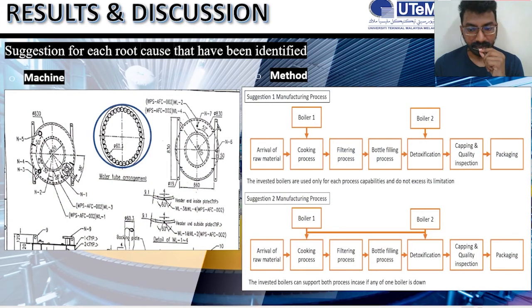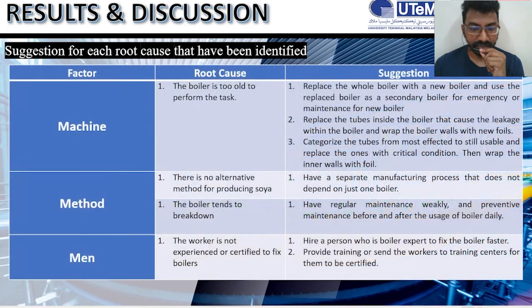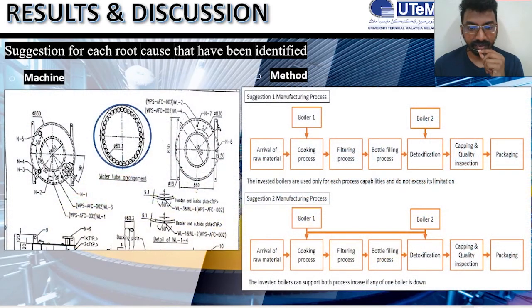Next, for the method, there are no other alternative ways to produce the final product when the boiler breaks down. The suggested way to overcome this is by separating the manufacturing process, which means having separate boilers, one for the cooking process and the other for the detoxification process, instead of relying on a single boiler. At the same time, there should also be regular maintenance for the boiler to ensure it runs smoothly. The following image on the right shows the method of having separate boilers.